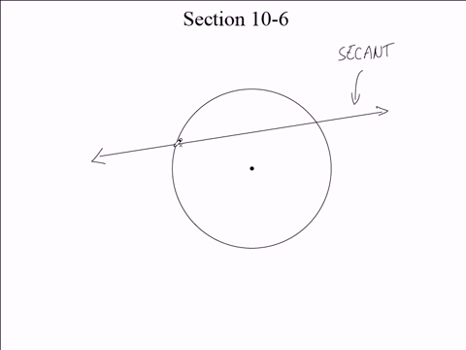It hits right here and it hits right here. That means it's going through the circle. If it only hits at 1 point, then it's not a secant. What is it if it only hits at 1 point? It's got to be a tangent. If it hits at no points, it's nothing. It's a line that has nothing to do with a circle.